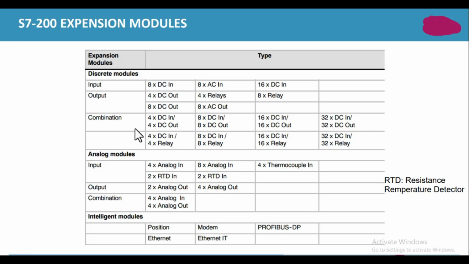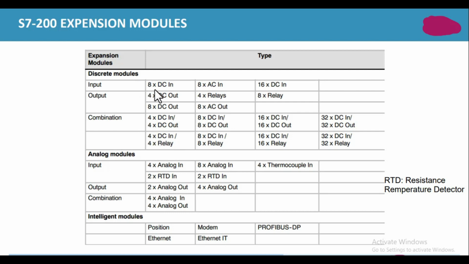In case of combination, those modules which have the input and the output both are available in 4 DC inputs along with 4 DC output, 8 DC input and 8 DC output, 16 DC in and 16 DC out, 32 DC in and 32 DC out, and similarly 4 DC in and 4 relay out, 8 DC in and 8 relay out, 16 DC in and 16 relay out, 32 DC in and 32 relay out. These are different kinds of specifications that are available with the combination of the discrete modules.